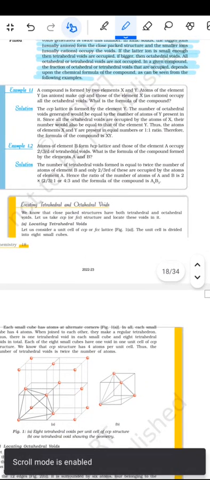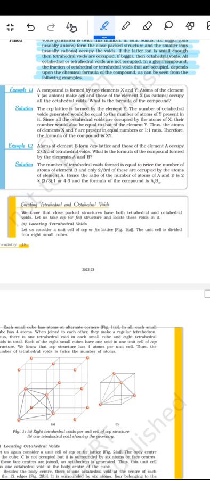The question: a compound is formed by two elements X and Y. Atoms of the element Y as anions make the CCP and those of the element X, the cations, occupy the octahedral voids. So what is the formula of the compound? It will be XY directly, because the number of octahedral voids is equal to the number of CCP particles.